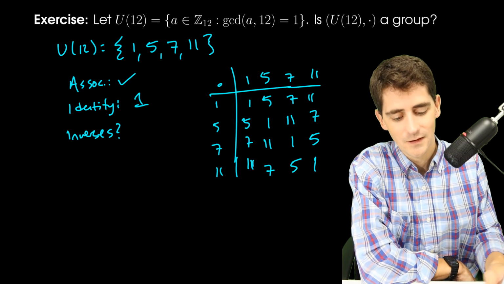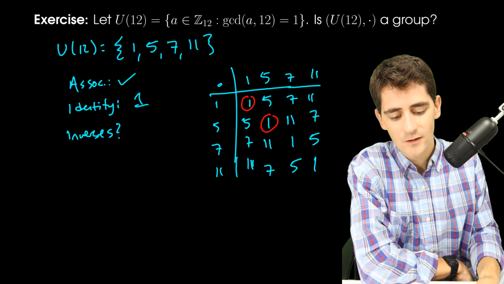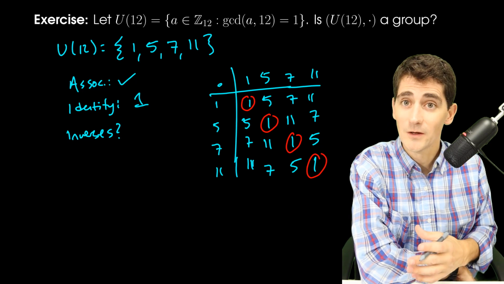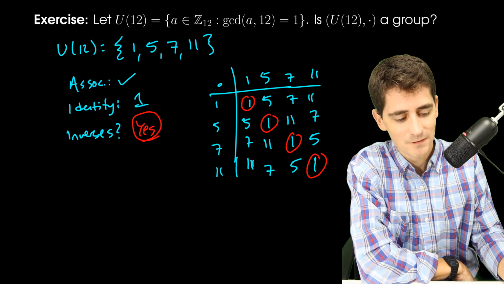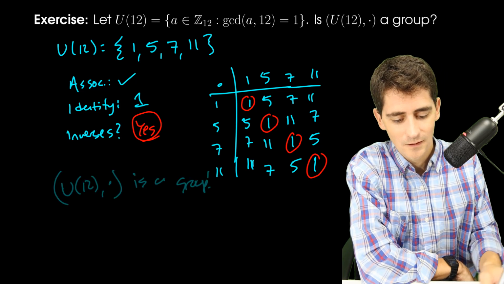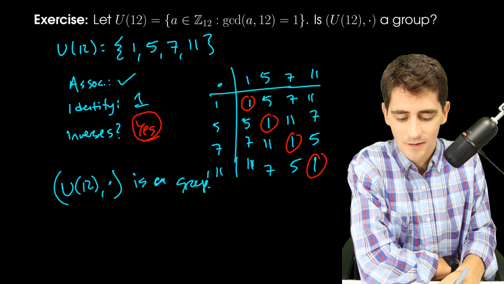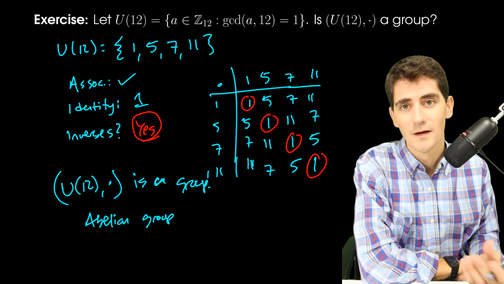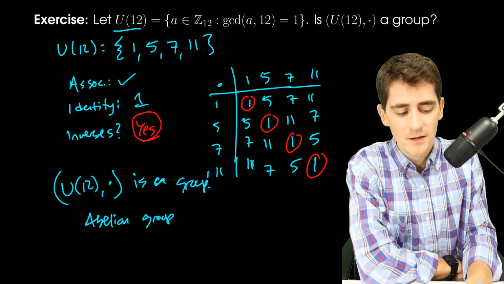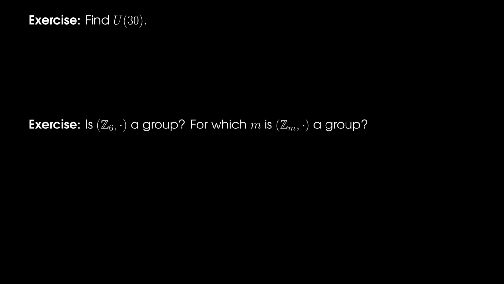So notice every element has an inverse. In fact, every element is its own inverse. So yes, we do have inverses. So this is a group. And in fact, it's an abelian group because the multiplication is commutative. We call this group the group of units.